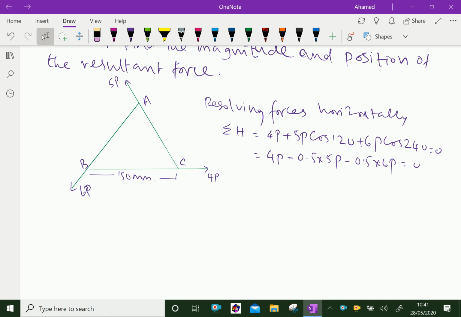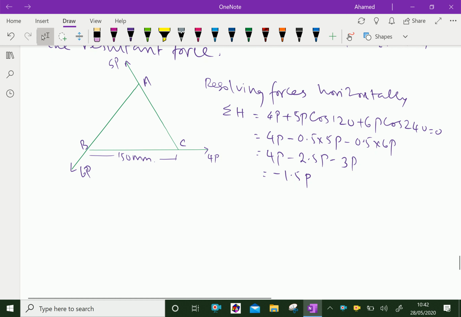Now here, that is 4P, 0.5 into 5 is minus 2.5P, minus 3P, since 0.5 into 6 is 3P. It is not equal to 0. Minus 2.5 minus 3 is minus 5.5, so sigma H is minus 1.5P.